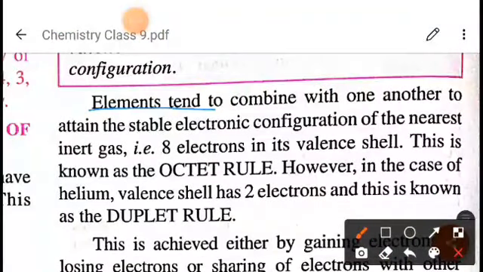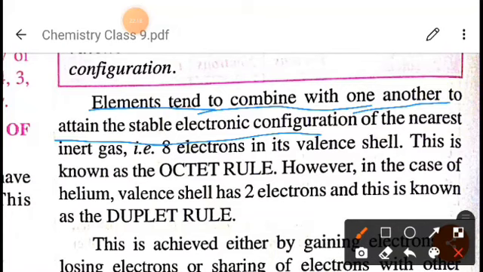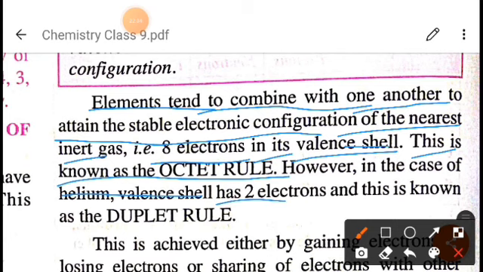Elements tend to combine with one another to attain the stable configuration of the nearest noble gas, which is 8 electrons in the valence shell. This is known as the octet rule. However, in the case of helium, the valency is 2, so the valence shell has 2 electrons, and this is known as the duplet rule, as we have already seen. I have written duplet there.